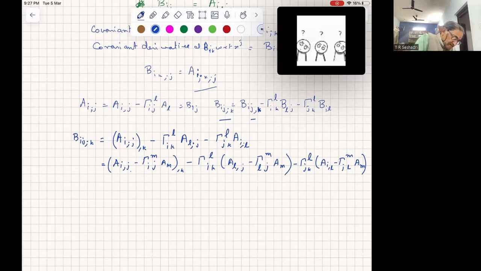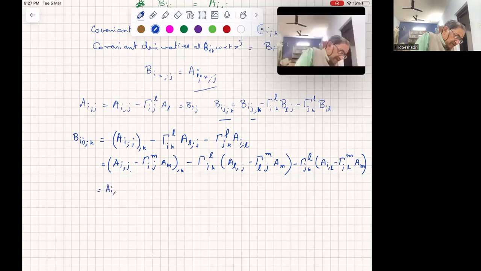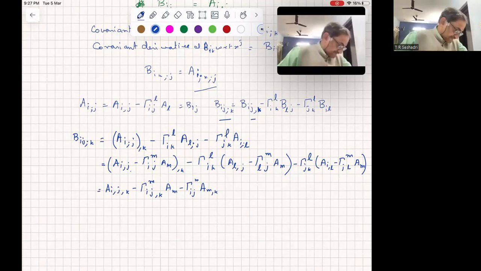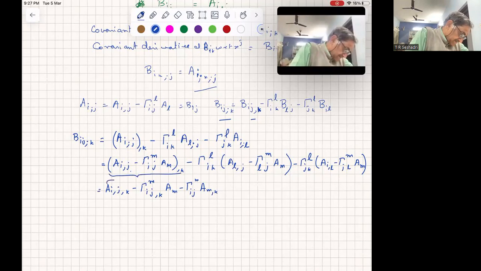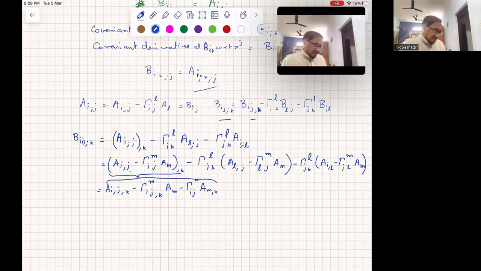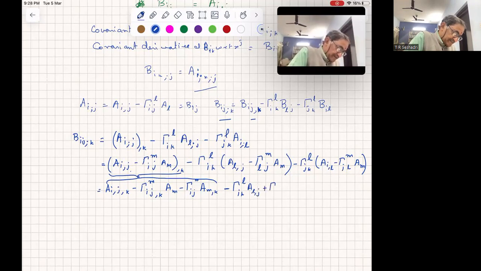Now this is equal to A_{i,j,k} minus gamma^m_{ij,k} A_m minus gamma^m_{ij} A_{m,k}. This one, open it up. Minus gamma^l_{ik} A_{l,j} plus gamma^l_{ik} gamma^m_{lj} A_m. So you see the interesting thing. It has to do with the fact that, okay, I will come to it later.